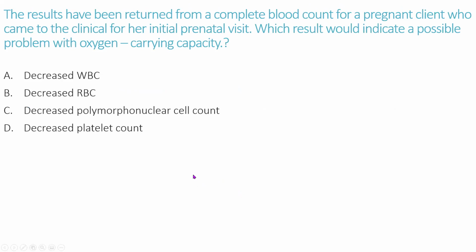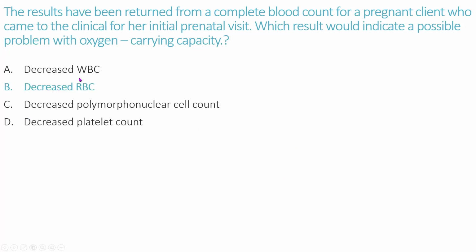The results have been returned from a completed blood cell count for a pregnant client who came to the clinic for her initial prenatal visit. Which result will indicate a possible problem with oxygen carrying capacity? This one really goes back to the stuff we talk about even in med surge. Yes, guys, this will be B. Red blood cells carry our oxygen.